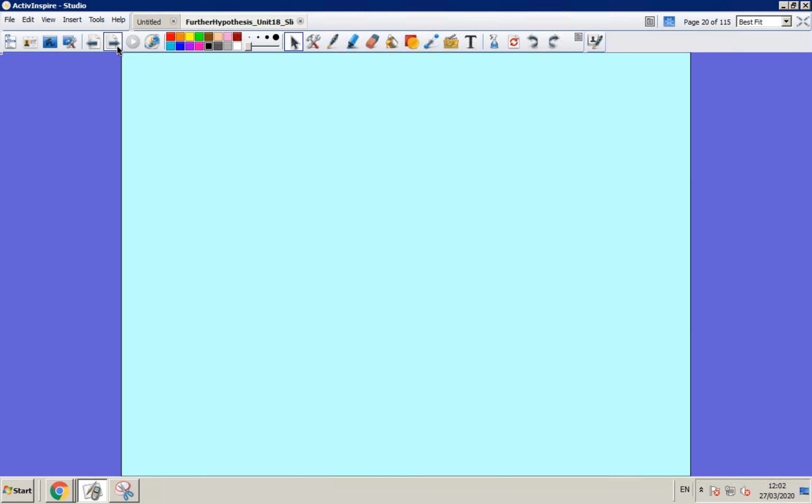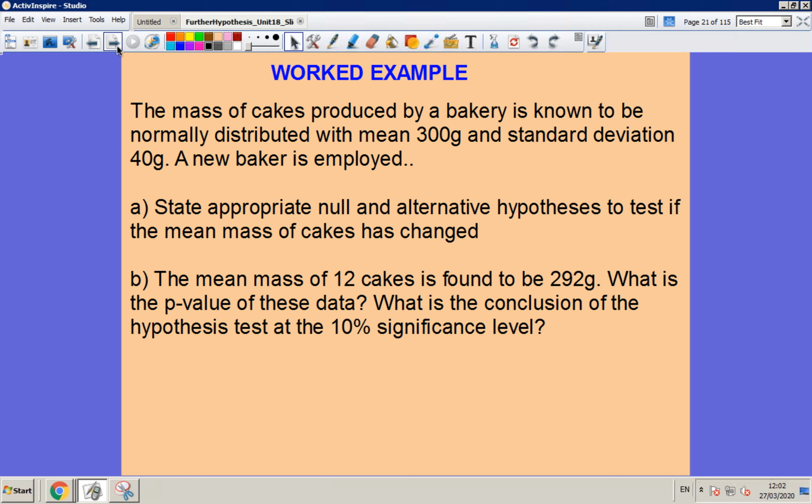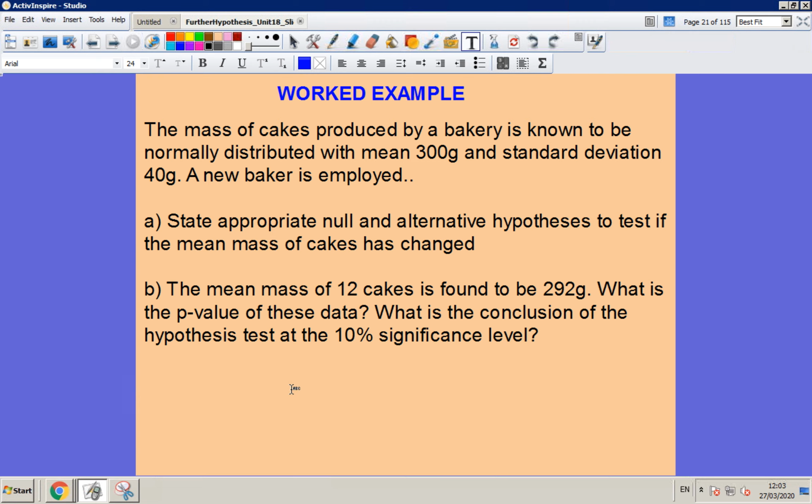Right, I think this is probably better explained by an example. So let's have a look at an example together, and I'll take you through two approaches to how we might solve that example. The mass of cakes produced by a bakery is known to be normally distributed with mean 300 grams and standard deviation 40 grams. So if x is our continuous random variable, we're saying that it has a normal distribution with a mean of 300 and a variance of 40 squared.